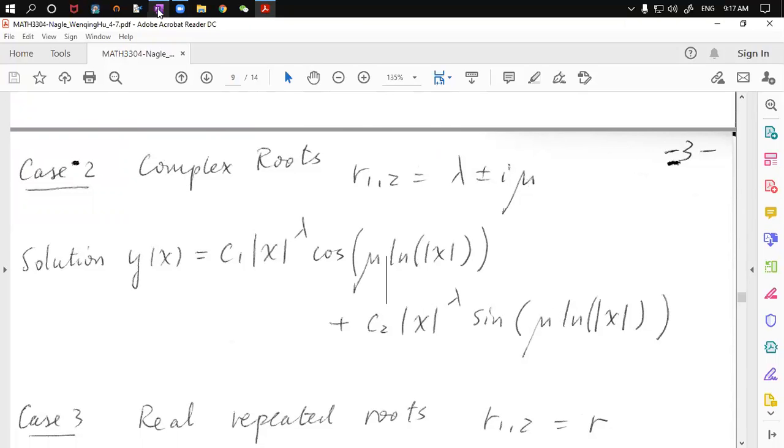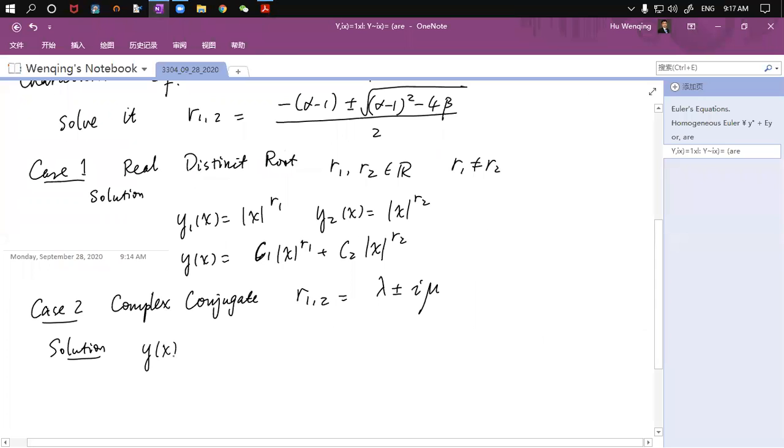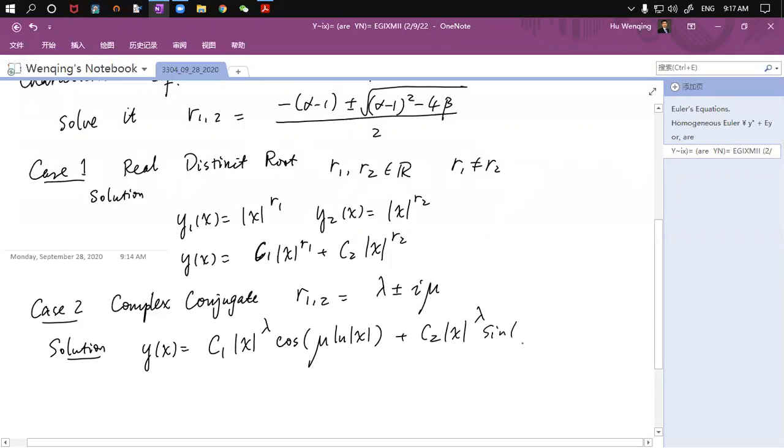So what happens here is that the solution y of x is c1 x to the power of lambda multiplied by cosine of mu logarithm of x, plus c2 x to the power of lambda times sine of mu logarithm of x. So this is what you have to really memorize. And it's not very hard to memorize. Remember, the real part enters the exponential.